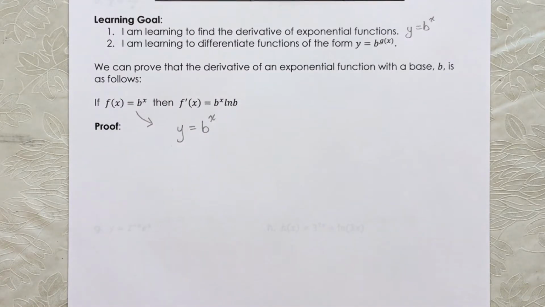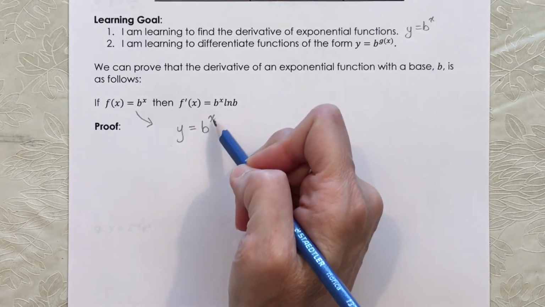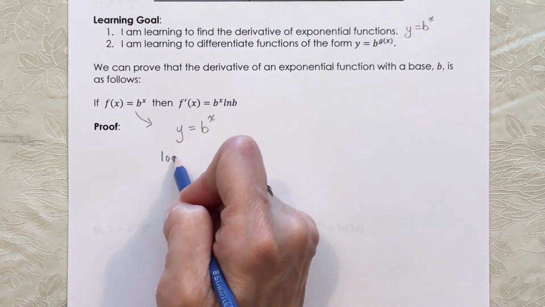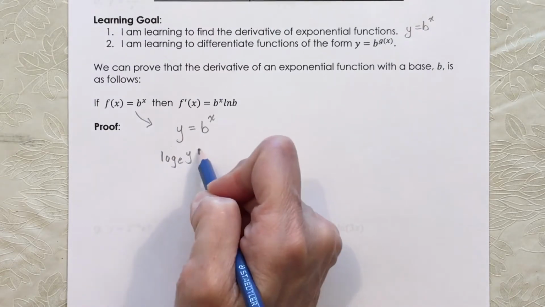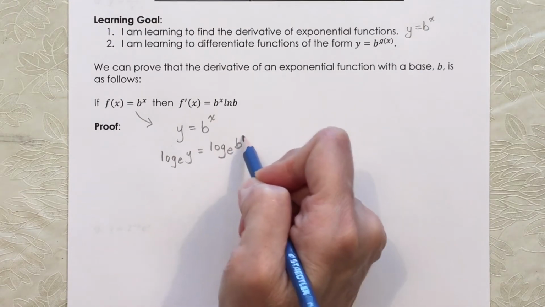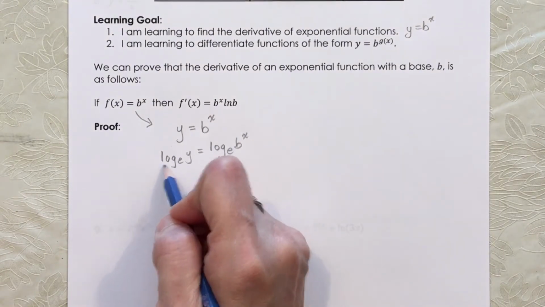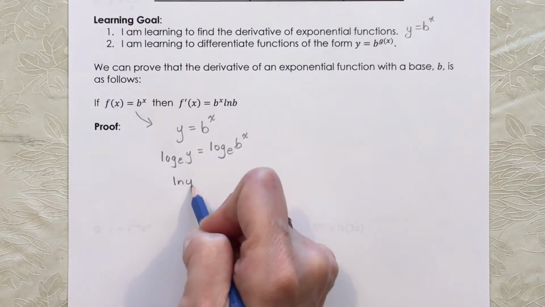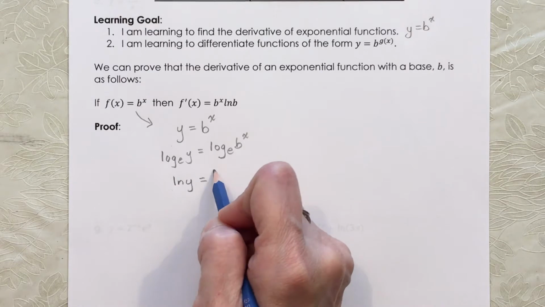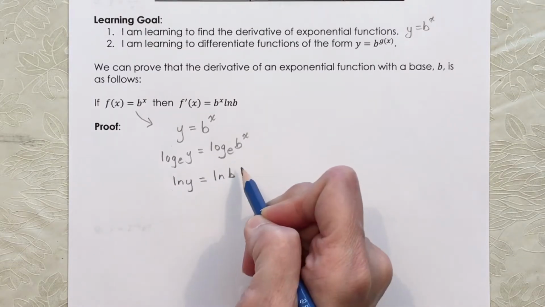And then when we have an exponential function, we can use log rules. We could take the log of both sides, but we're actually going to take the ln of both sides, which if you remember is log to the base e. So I'll first write it as log to the base e, just so you remember that ln means log to the base e. So then I can write log to the base e of y is the ln of y, and log to the base e of b to the x as the ln of b to the x.